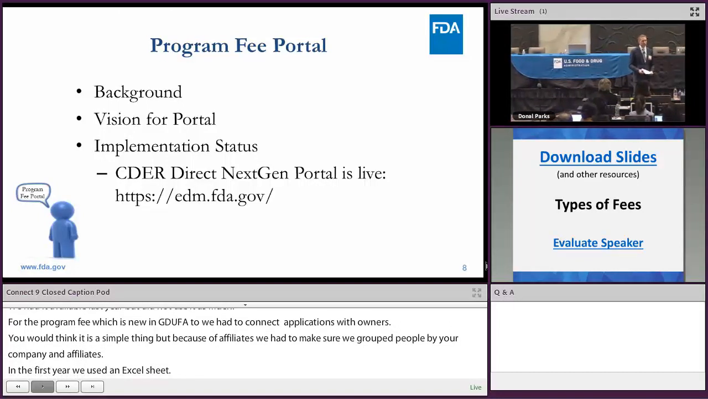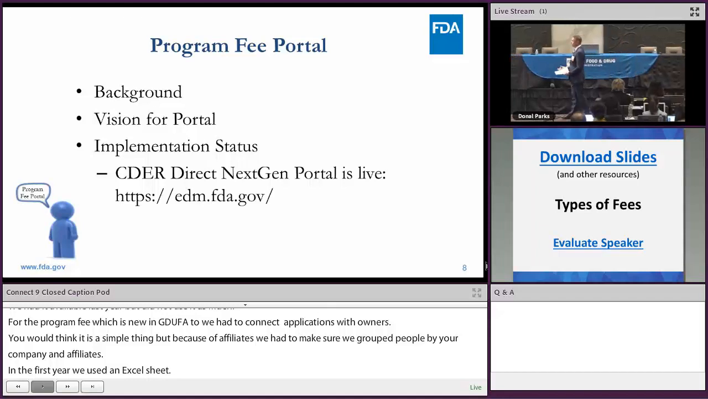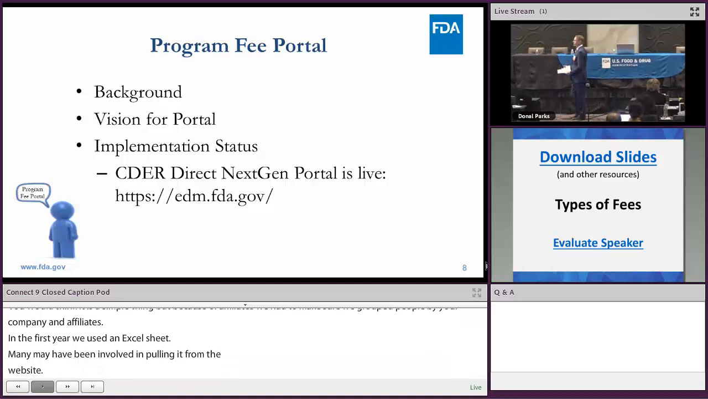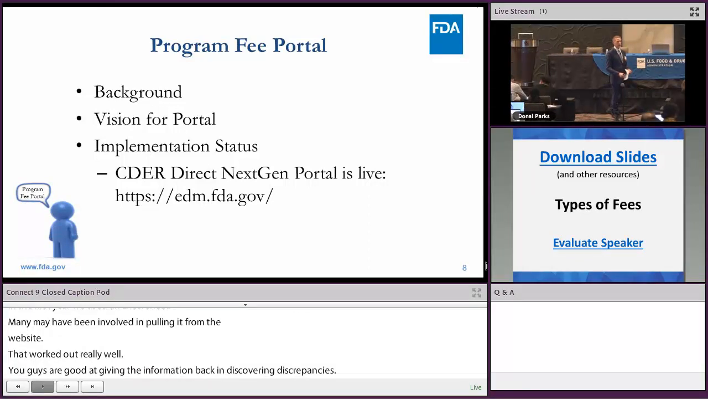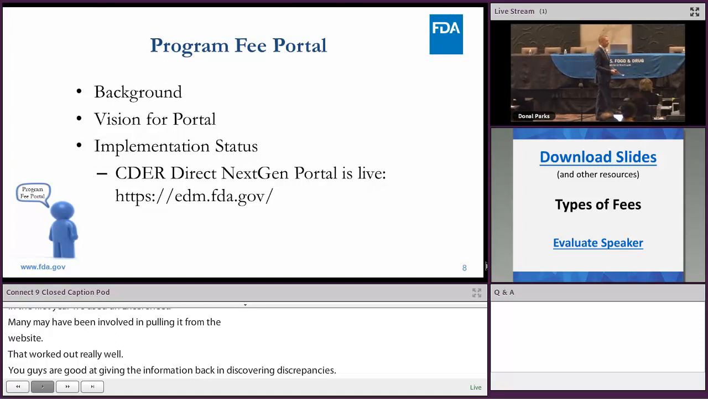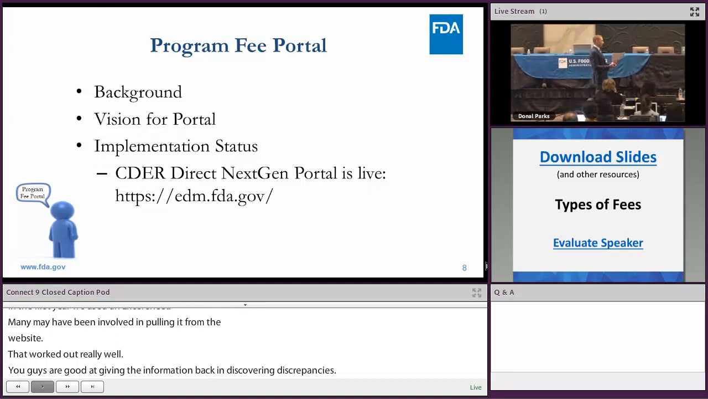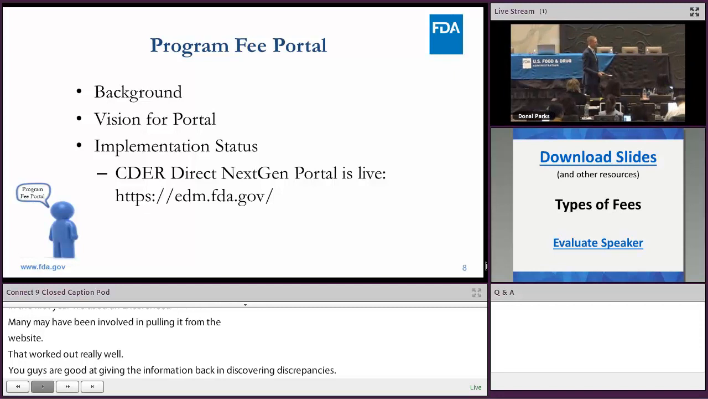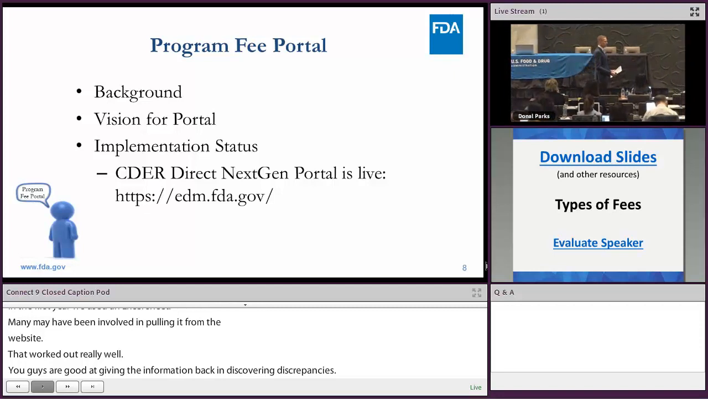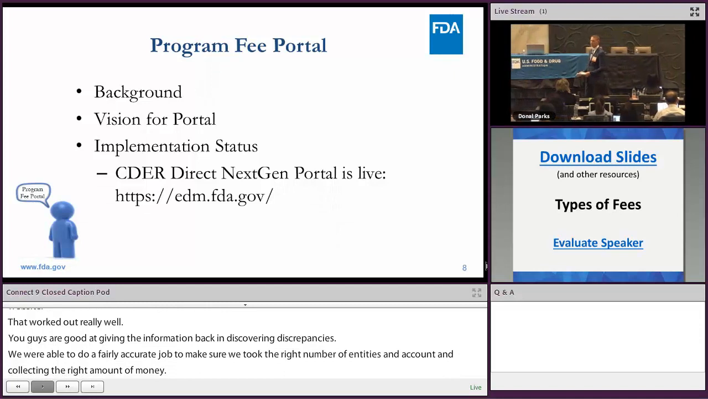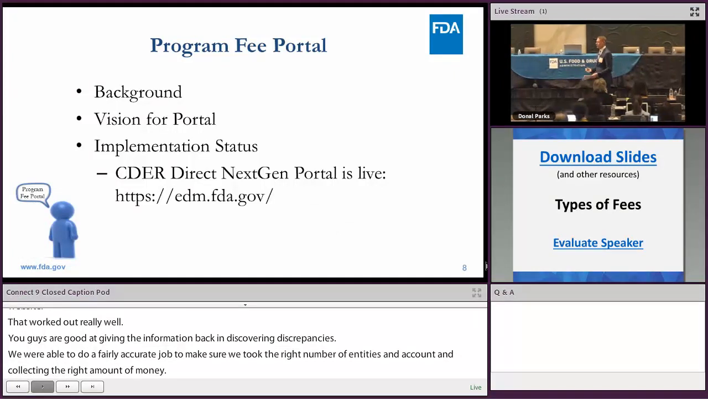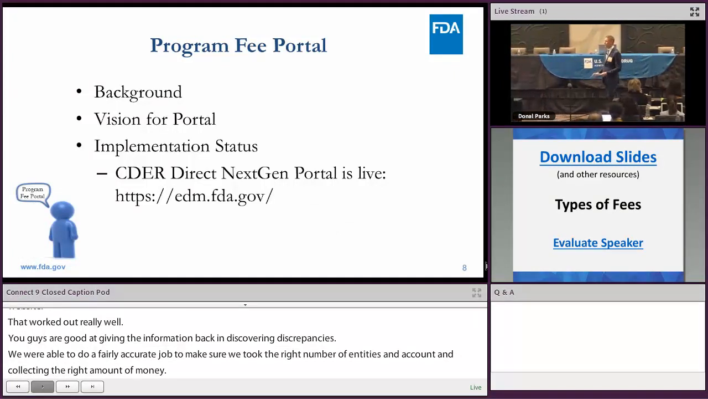And that worked out really well. You guys were very good at giving the information back to us, at helping us uncover discrepancies and resolving them. And we were able to do a fairly accurate job on the program fee side to make sure that we took the right number of entities into account when setting the fees and then collecting the right amount of money. And as a quick update, this year so far for the program fee, we are off by $59 or $56 for the GDUFA program fee, which is something like a $172 million program. So that's a really low error rate. So thank you for your help on that. That's helped us get there.